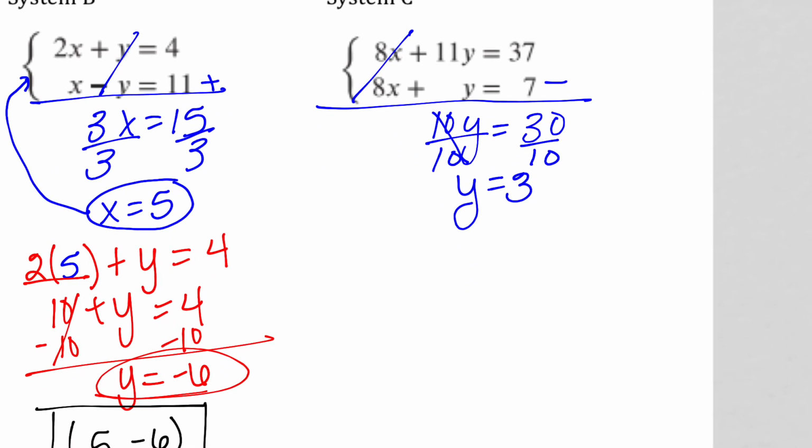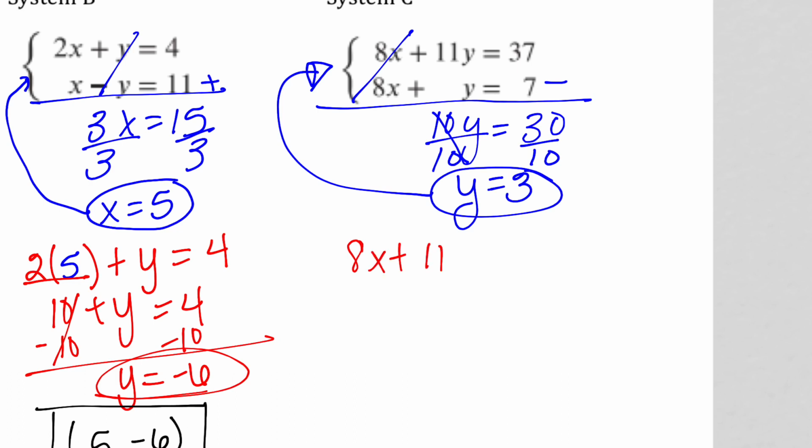Now what do I do? What do I do now that I have a variable? Plug it back into the equation. Which equation? Does it matter? No, it doesn't. It can go into either one. So do we want to use the top or the bottom? Top. So we're going to have 8x plus 11 times 3 equals 37.